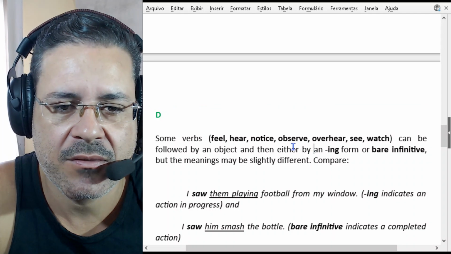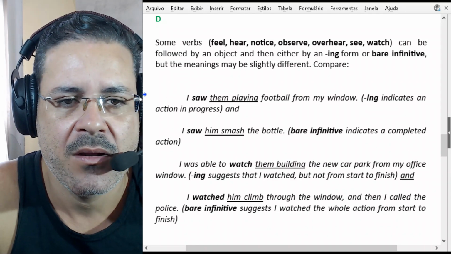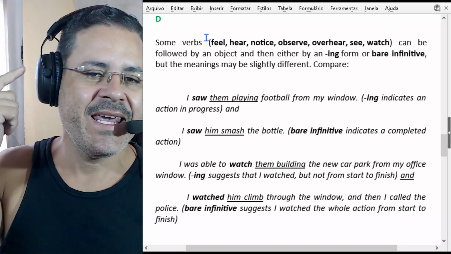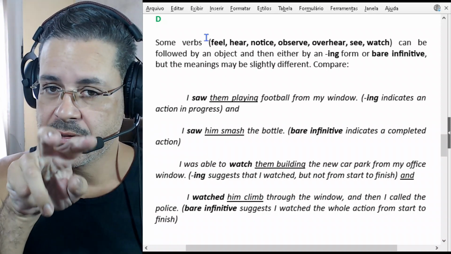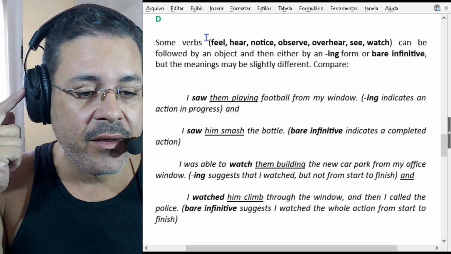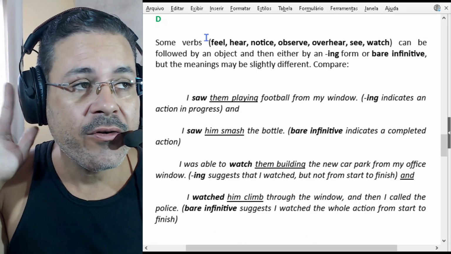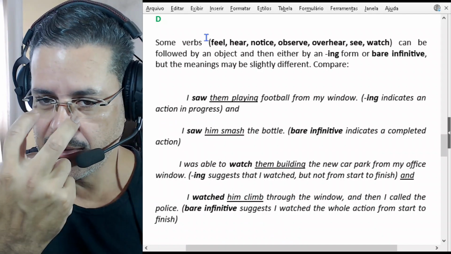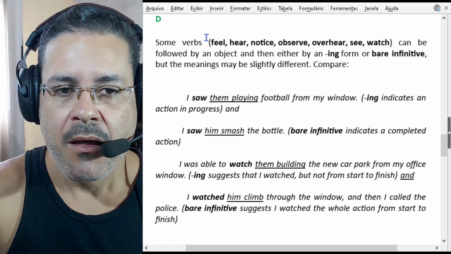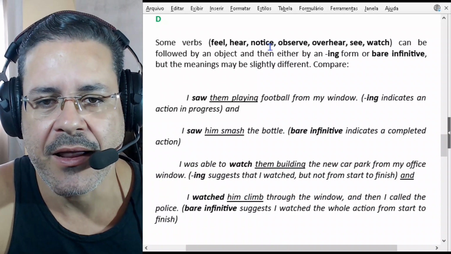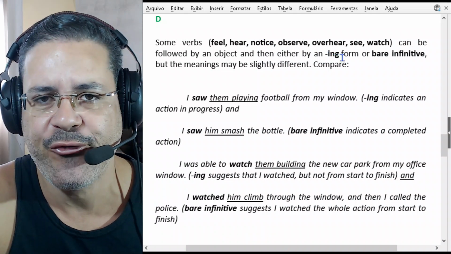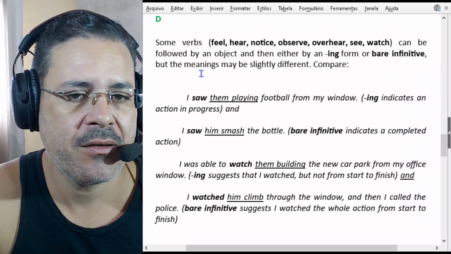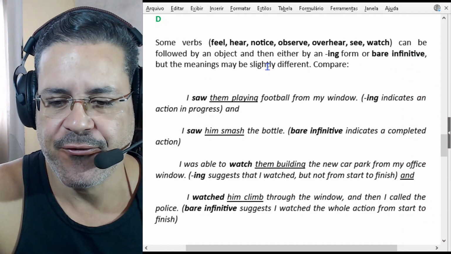Okay, moving on to section D. Some verbs: feel, hear, notice, observe, overhear. I didn't want to hear, but I overheard. See and watch can be followed by an object and then either by an ing form or a bare infinitive. But the meanings may be slightly different.